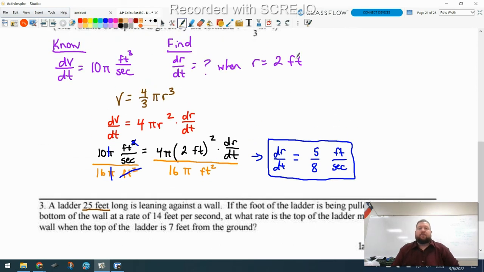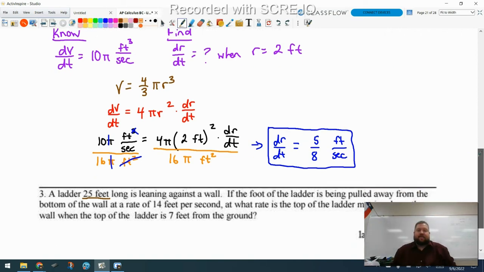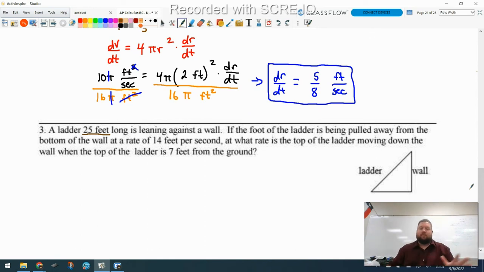R equals 2 in this last problem was not a true constant because as the balloon expands, r gets bigger and bigger, or as the balloon, whatever the opposite of expands is, condenses, r gets smaller and smaller. So r is not a true constant in that problem. We were taking a snapshot at the moment r was equal to 2. That's when we solved the problem. But down here, the ladder's size stays the same the whole problem. Doesn't matter where we are. So that's a number you can plug in right away.